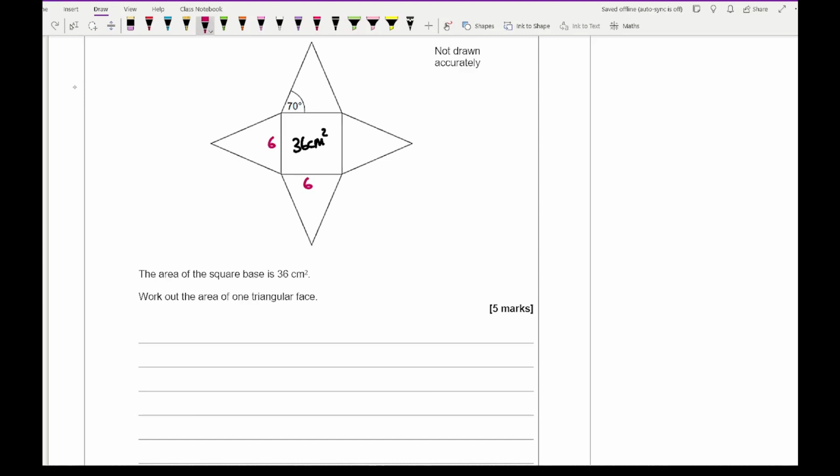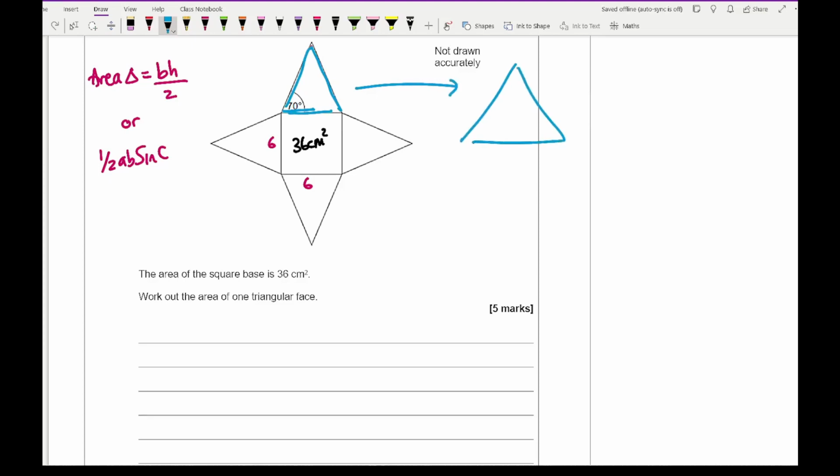So then if I take this triangle, now the area of a triangle is either going to be base times height divided by 2 or a half ab sine C. So then if I take this triangle here to start with, let's just take it out of context again. So this is 70, this is 6. Now if I halve that triangle, then this side here is going to be 3. And what I'm wanting to know is to work out what the height of that triangle is.